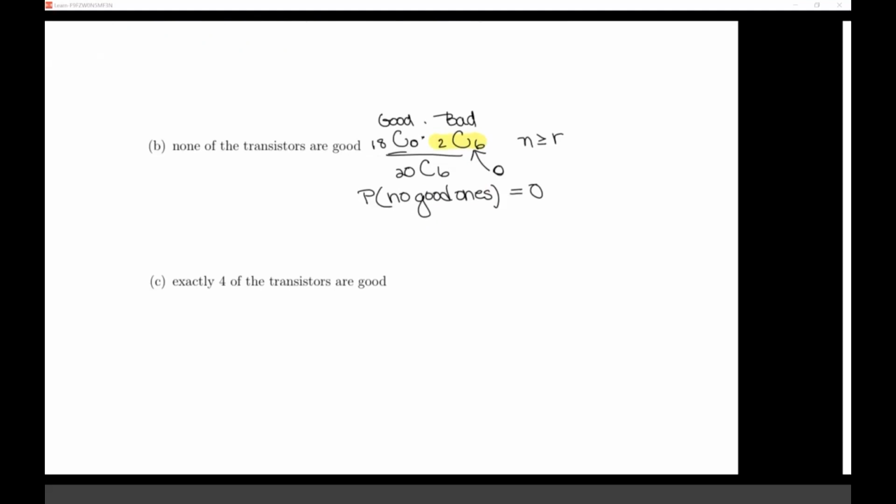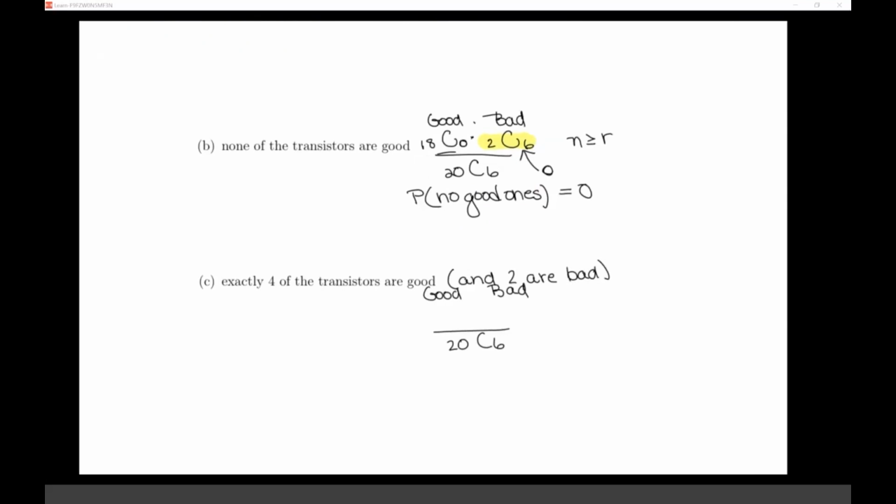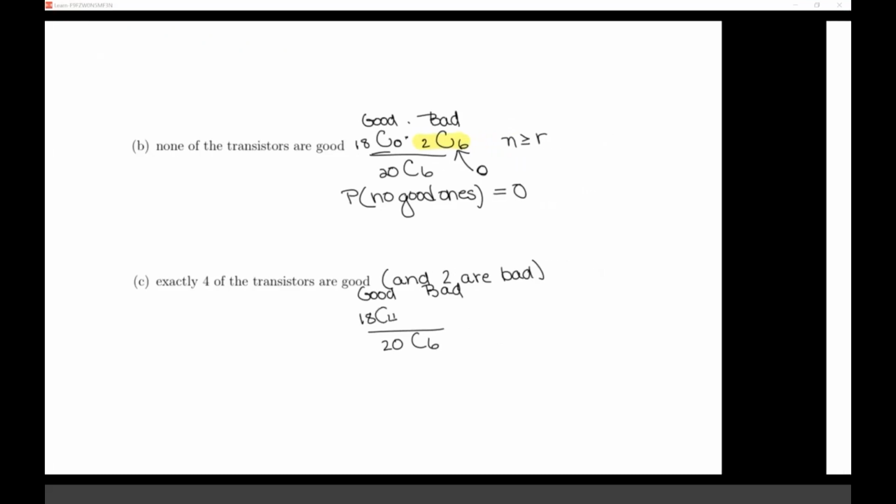Exactly 4 of the transistors are good. Well, that means 2 are bad because you have a sample of 6. I have the same 20 choose 6 on the bottom. Divide my numerator into good and bad: 18 choose 4. And it is possible to get both bad transistors. It's all right for n to be equal to r, but it just can't be less than it. So that one's possible.